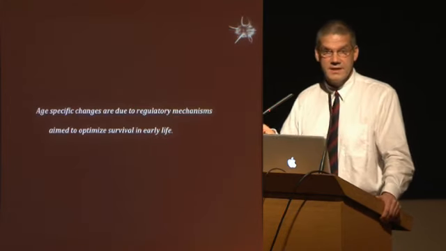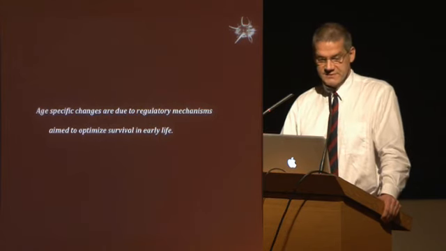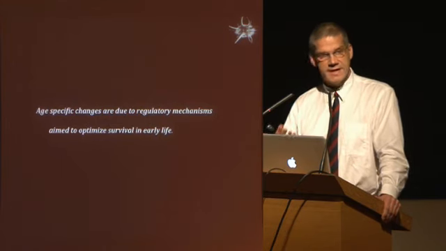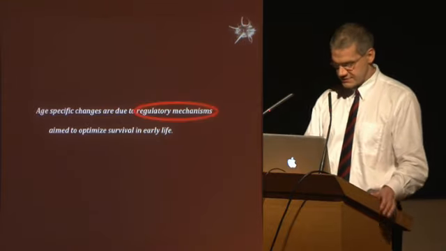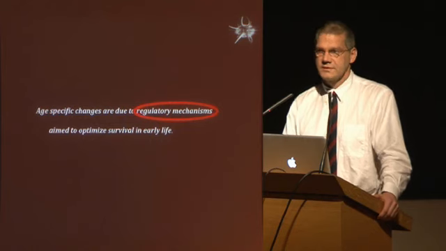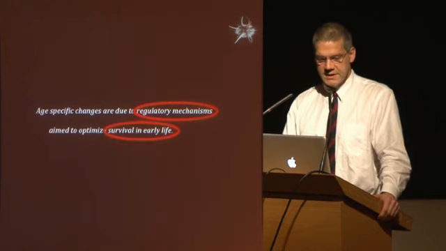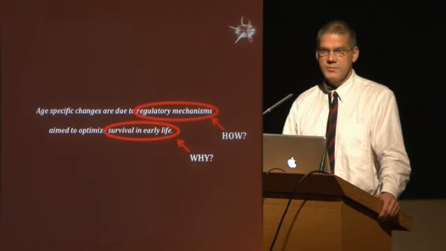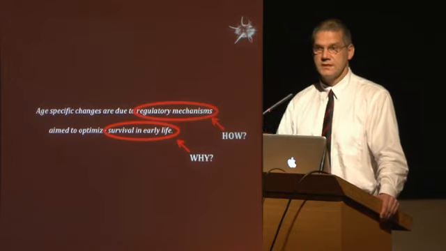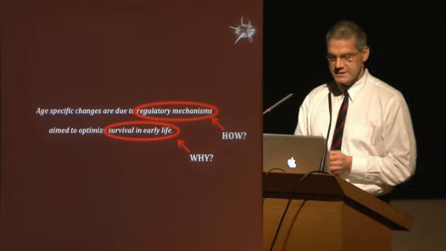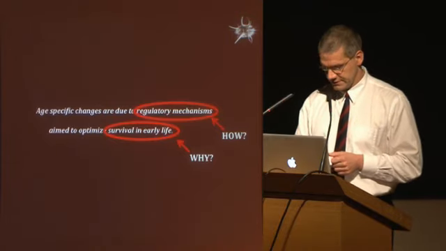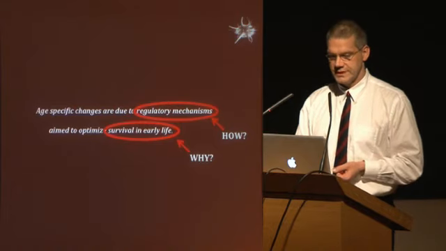Out of this comes the clear hypothesis that age-specific changes are due to regulatory mechanisms aimed to optimize survival early in life. This hypothesis really asks two specific questions, regarding the regulatory mechanisms and survival early on in life, which is basically asking how does this happen and why does it happen? The how is relatively easy, and we're deeply involved in dissecting the molecular mechanisms involved. The why is a little more difficult to understand, and that's what I'm going to focus on today.